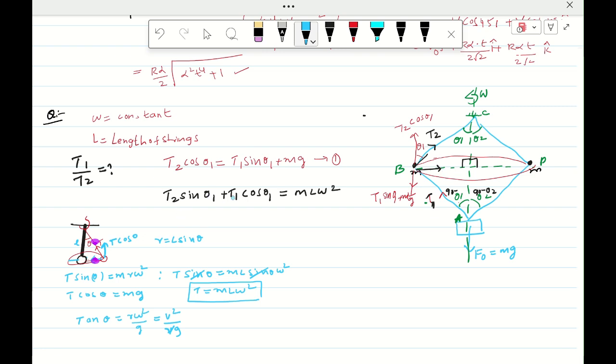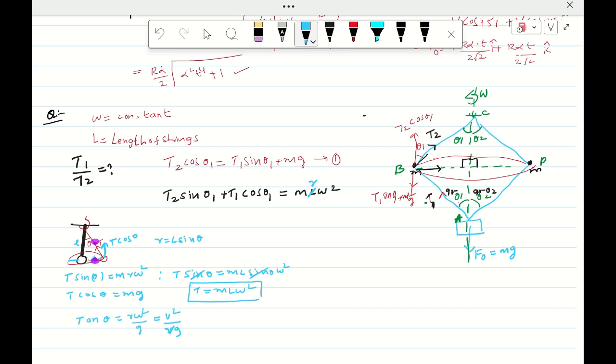Here T1 sin theta 1 plus T2 sin theta 2 is equal to m r omega square, since they are moving in a horizontal circle. R is equal to L sin theta 1, so I can take it in terms of L. Therefore r is equal to L sin theta 1.